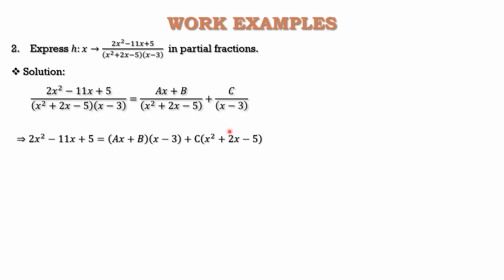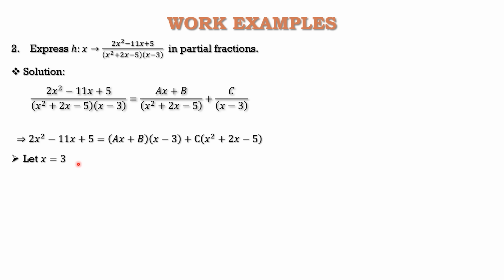Now, in the same order, multiply the denominator by each term. When you multiply the denominator by this term, you get this answer, because this whole thing will cancel out, and you have 2x squared minus 11x plus 5. You do the same thing, and we are going to have ax plus b times x minus 3, plus c times x squared plus 2x minus 5. The next thing is to find the constants a, b, and c.